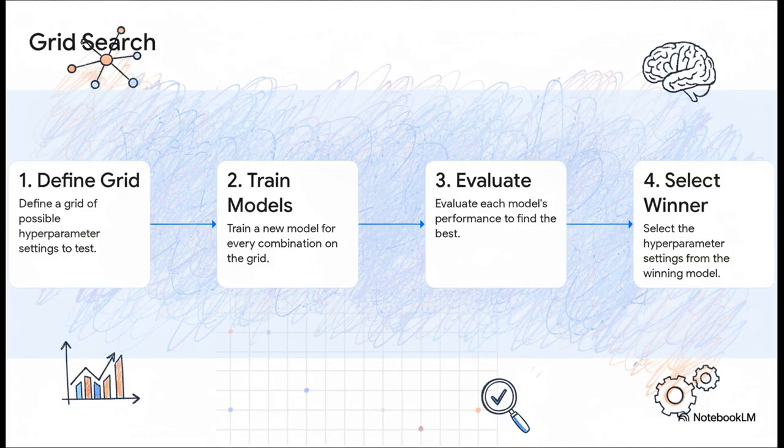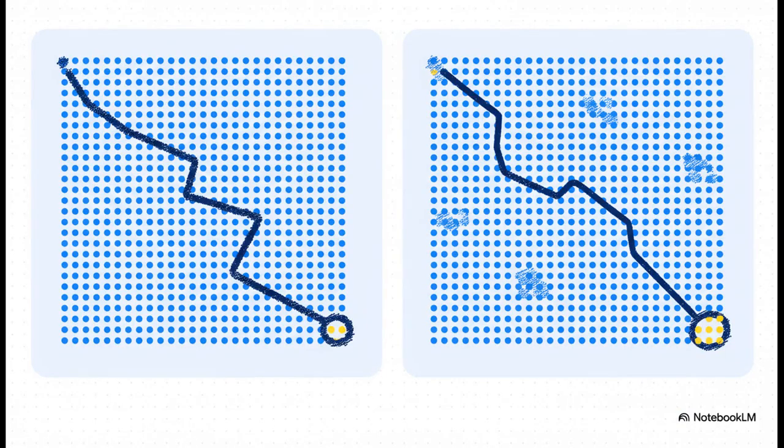And honestly, it's kind of a brute force approach, but hey, it's thorough. You basically make a list of all the possible settings, the knobs and dials of your model, and you tell the computer to just try every single combination. It's slow, but at the end, you'll know for sure which combo was the absolute best. But yeah, grid search can take forever.